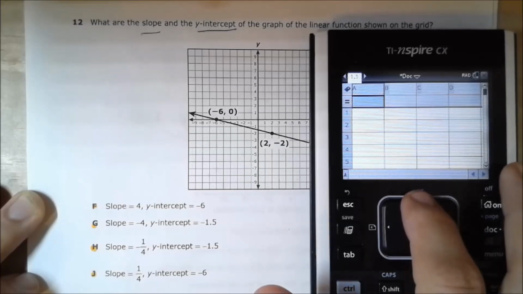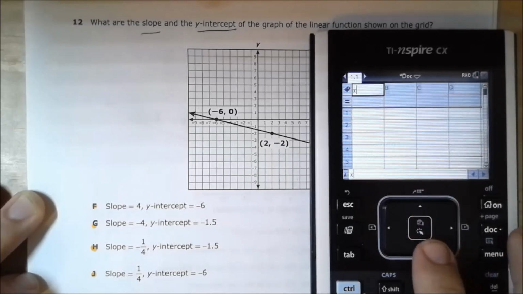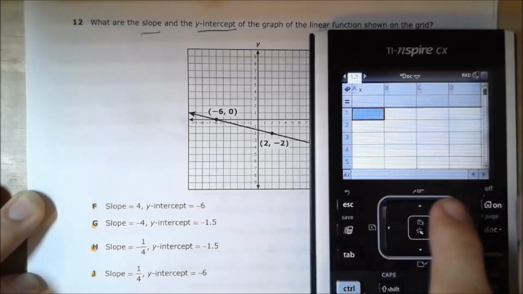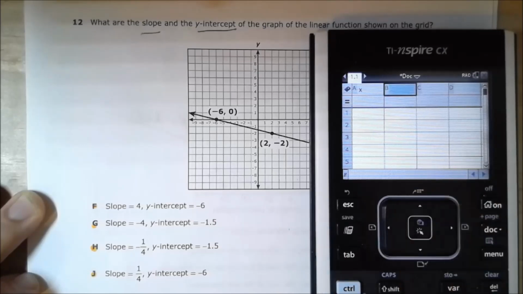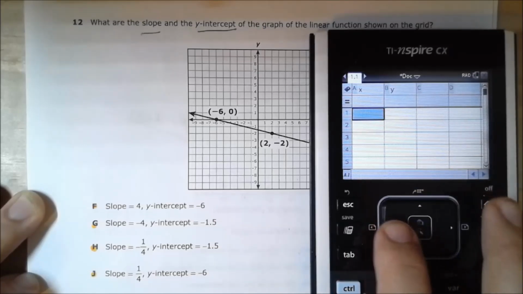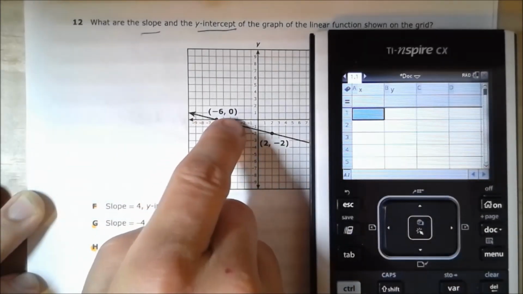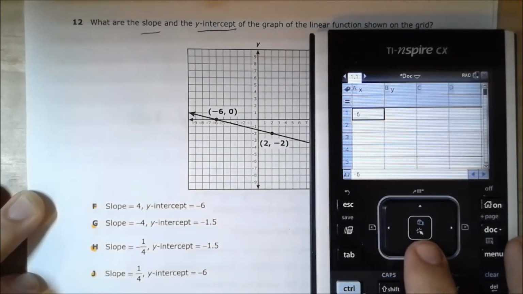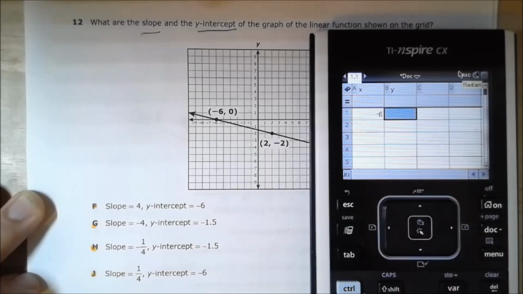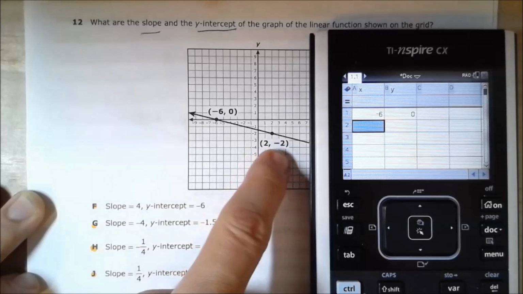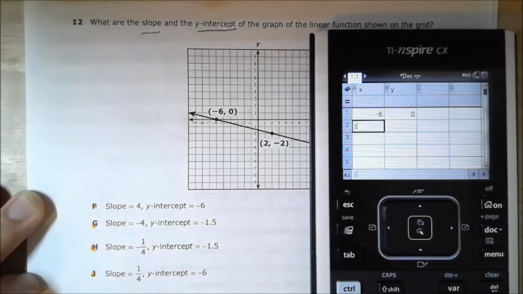So then we're going to change A to X. We're going to change B to Y. For our first ordered pair, I'm going to use this first one to the left, -6 and 0. So I'm going to put -6 for X and 0 for Y. For the next one, I'm going to put 2 and -2. So I'm going to put a 2 and then a -2.